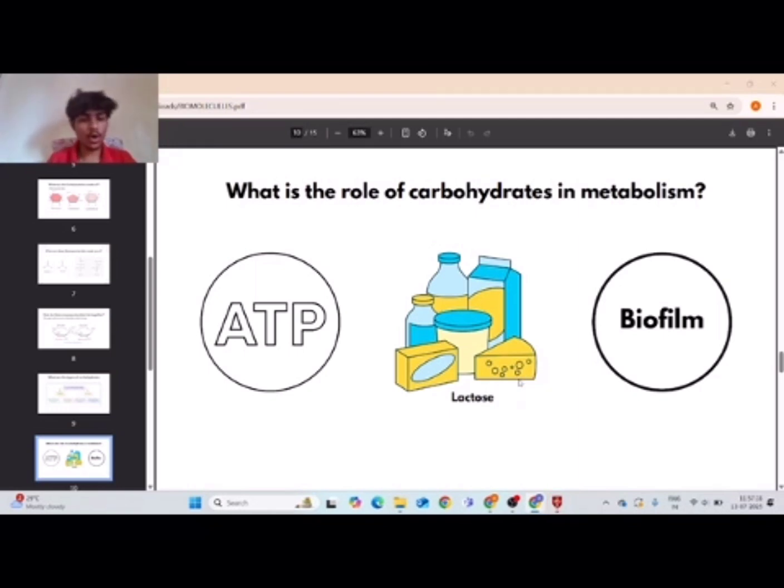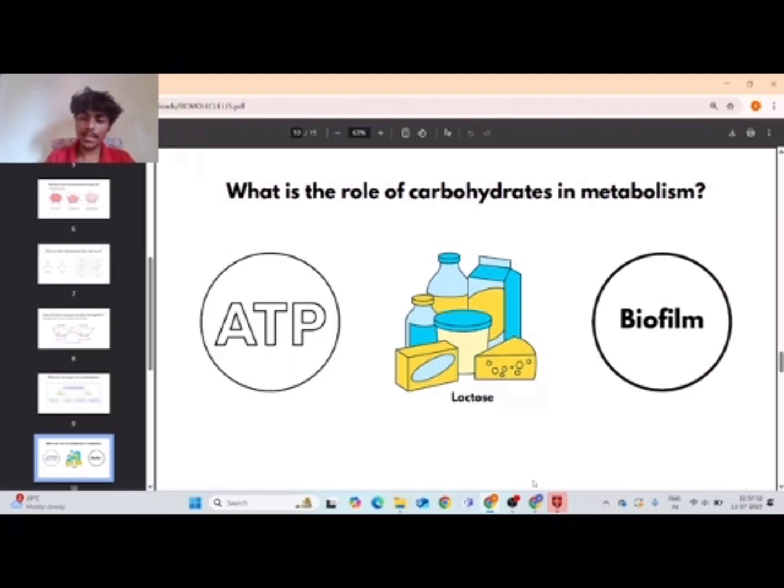Glycolysis usually takes place in all of the organisms, and some of them might be incomplete while most of it is complete. Now, the second part of the function of carbohydrates in metabolism is lactose fermentation. So, lactose is a type of sugar, as I had mentioned before. It is a disaccharide made up of glucose and galactose.